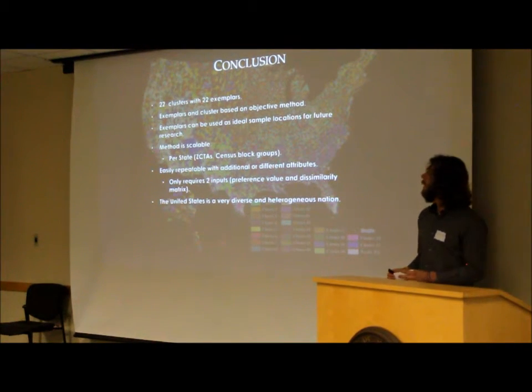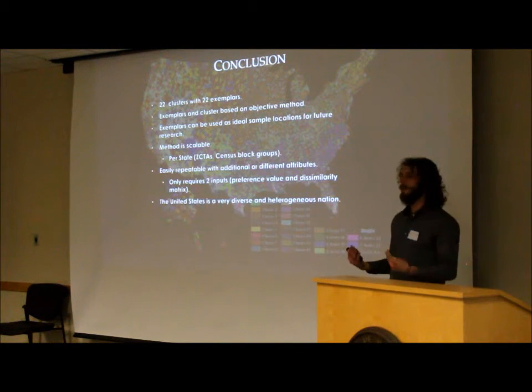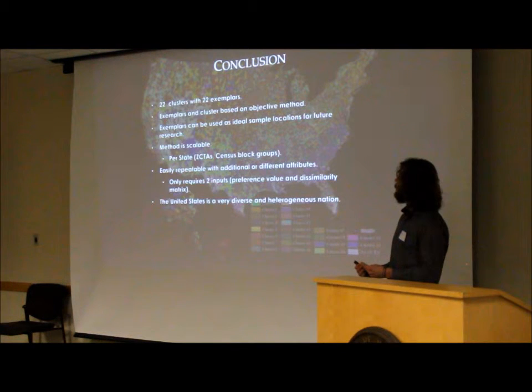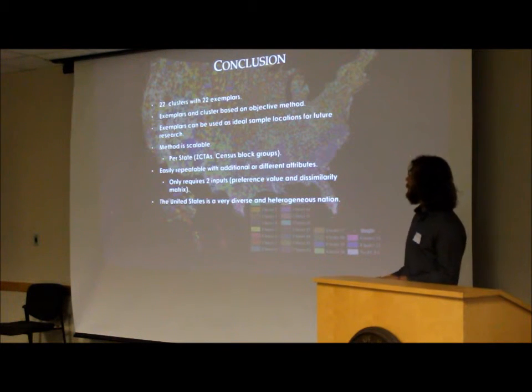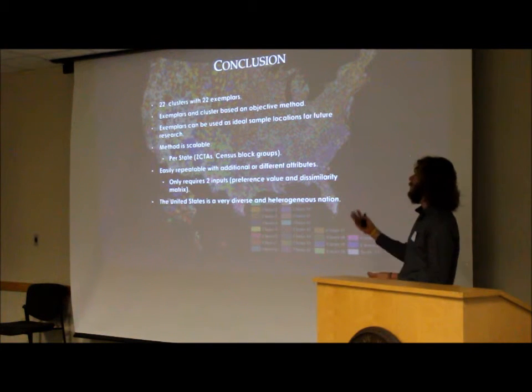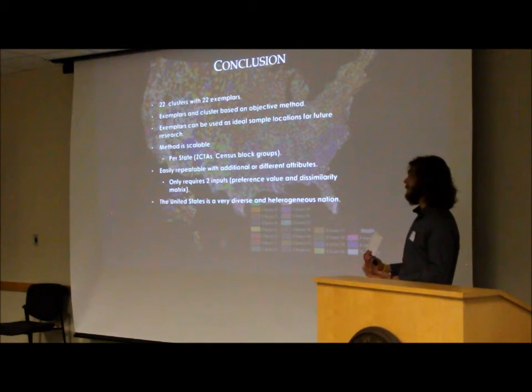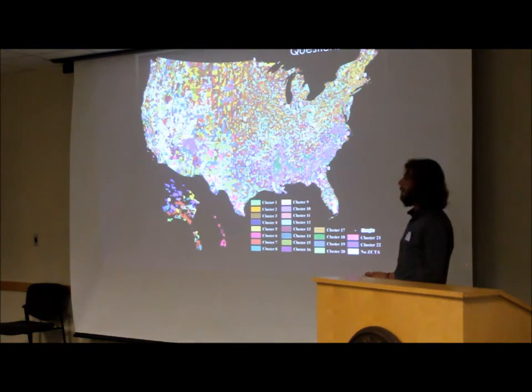In conclusion, 22 clusters with 22 exemplars were found. The exemplars and clusters were based on an objective method. The exemplars can be used as ideal sample locations for future research. This method is scalable, which means we can repeat it at a statewide level if we wanted to. We could take Michigan, for example, and run it only on the zip code tabulation areas of Michigan, or even census block groups. It's easily repeatable, and if we wanted to add or subtract attributes, you could easily do that. Finally, what we discovered from this study was that the United States is a very diverse and heterogeneous nation. So, any questions?